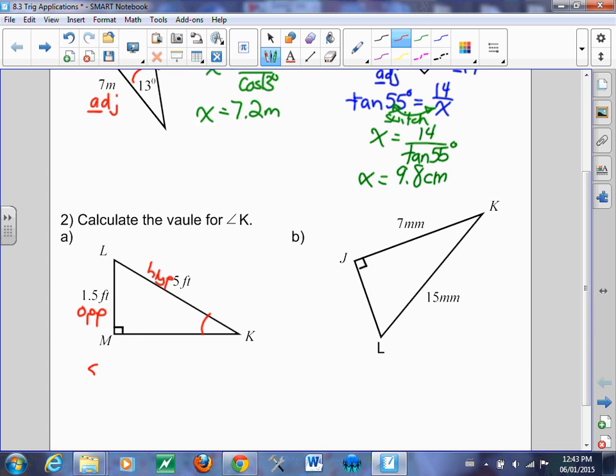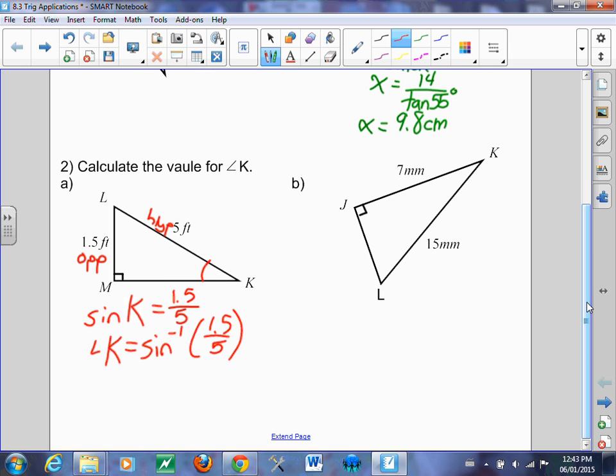Okay, so it's going to be sine, and we don't know the angle, so we put in K, because that's what it says. Hey, funny, it spells sink. Okay, and again, in the proper order, equals the opposite side, which is 1.5, divided by the hypotenuse, which is 5. Remember, when you're finding an angle, folks, you have to use the sine inverse, or your inverse buttons in the calculator. And hopefully by now you know how to plug that in, no problem.